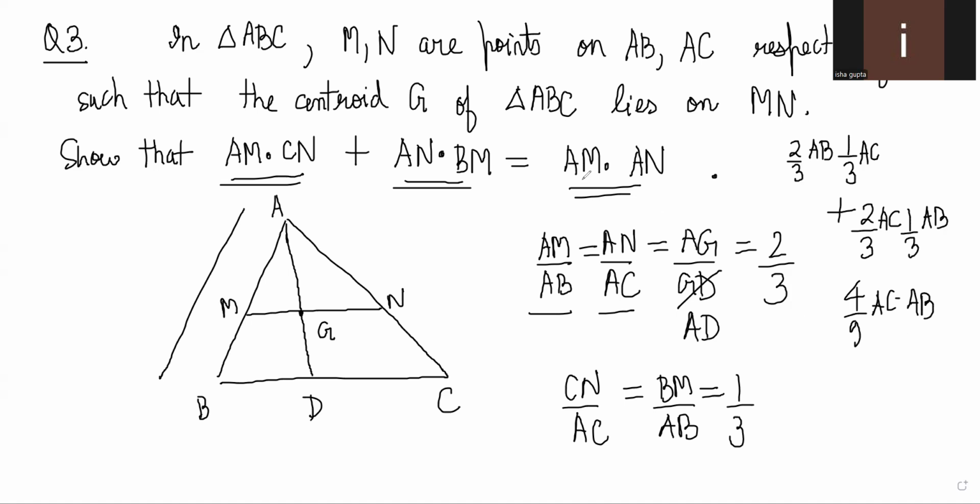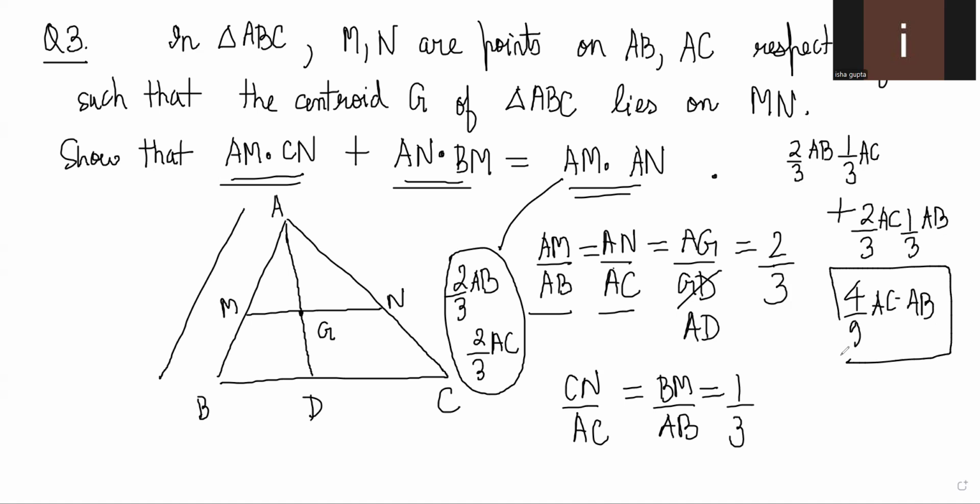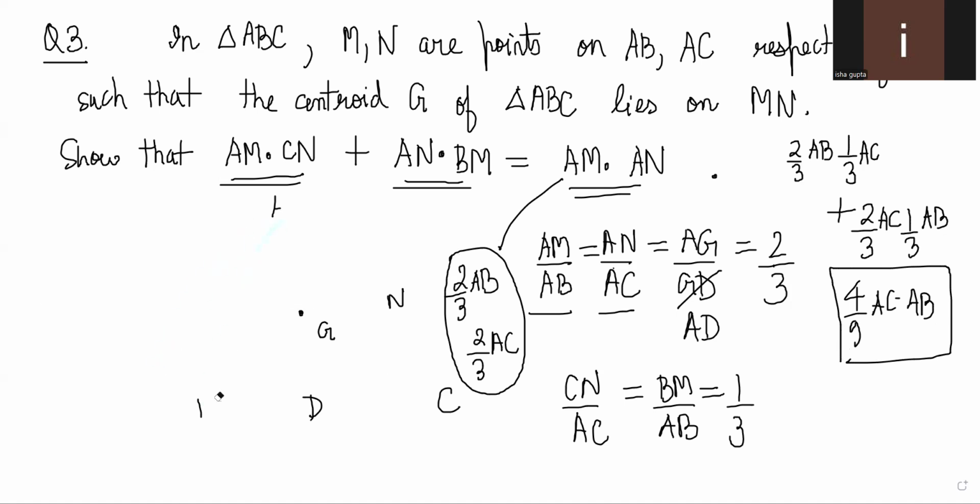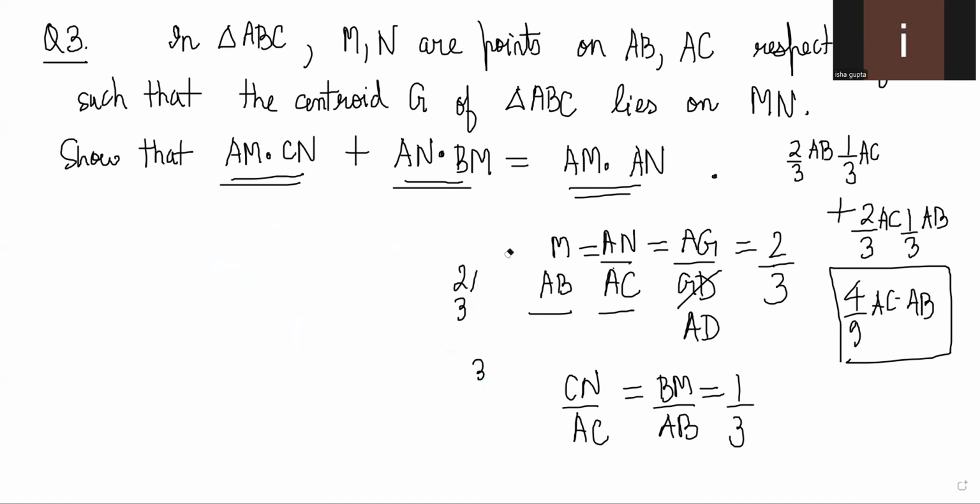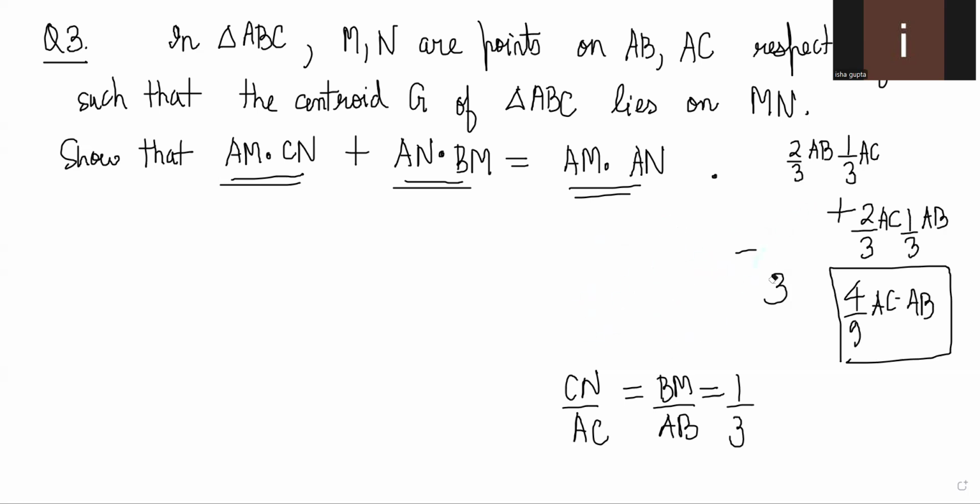And AM was 2 by 3 AB, and AN is also 2 by 3 AC. So the product on the right side is also this only. So this is the easy case, because of parallel lines it's all obvious. Now we will do the other case where you will have to use Menelaus.